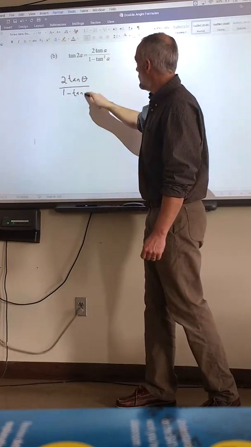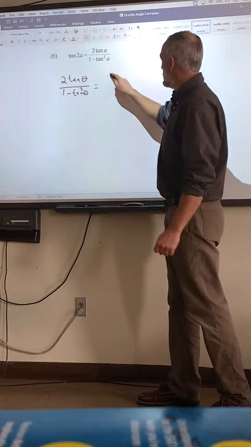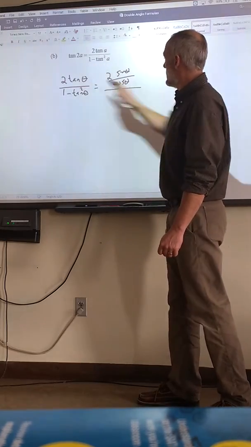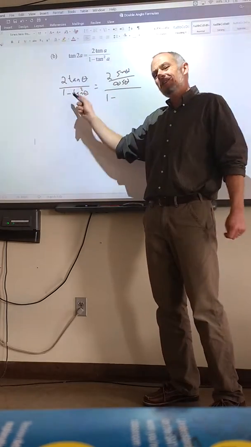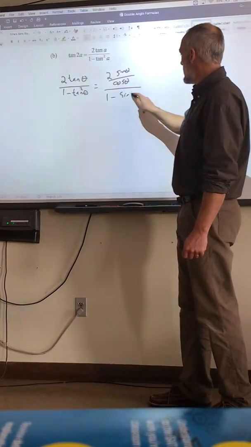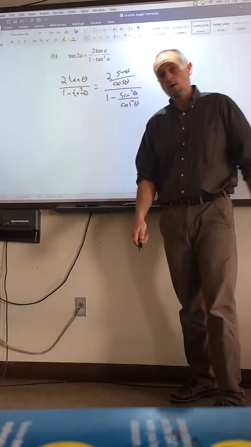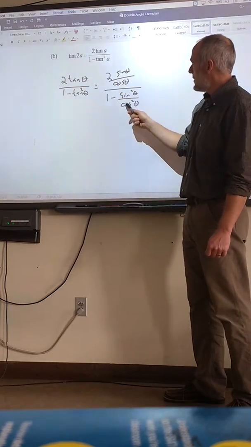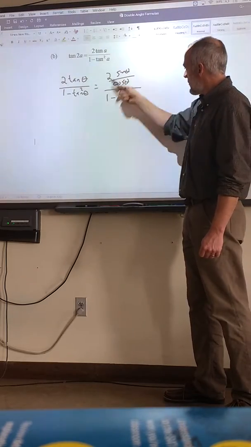And I'm going to, again, rewrite top and bottom in terms of sines and cosines. So this is 2 sine theta over cosine theta. That's the numerator. Tangent theta is sine over cosine. This is 1 minus. This kind of looks like the Pythagorean identity, but if you check it, it's not quite the Pythagorean identity. So instead, I'm just going to write it as 1 minus sine squared theta over cosine squared theta. Now, at this point, I say to myself, well, it's kind of a pain because I have this subtraction down here, and I don't really want to have a fraction in a fraction.